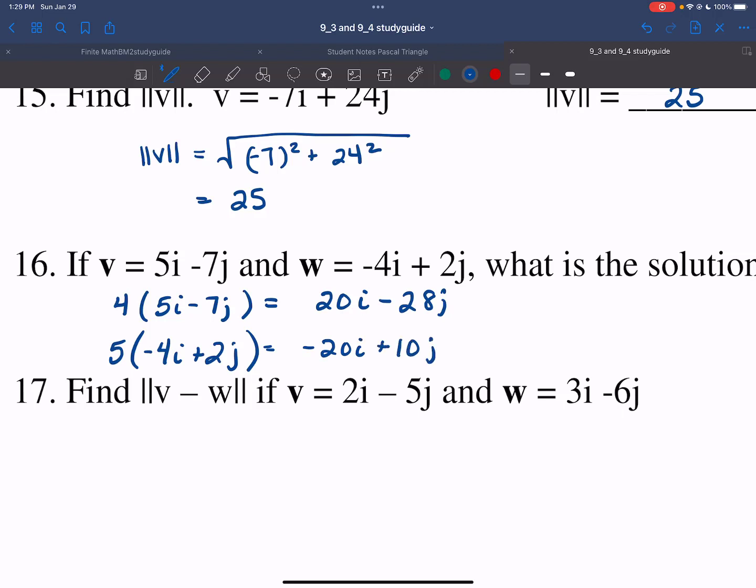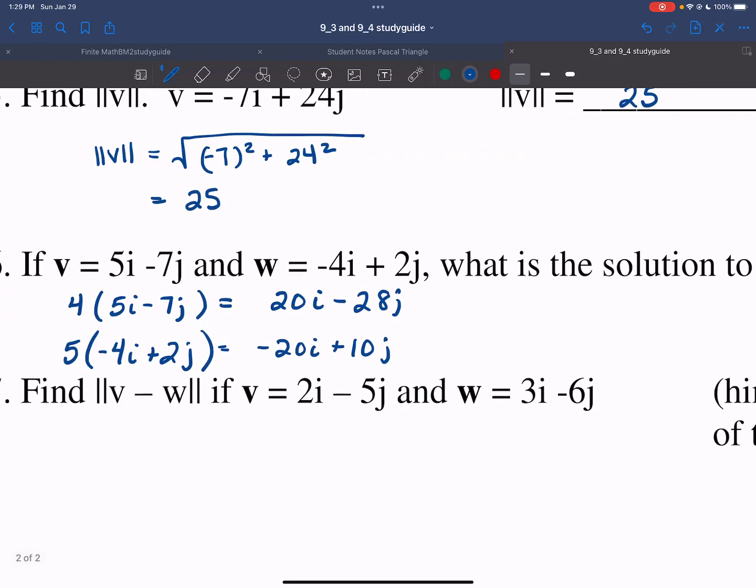All right, so if I'm going to go ahead and add those two together, if I take 20 plus a negative 20, that's going to give me 0. Negative 28 plus 10 is going to give me negative 18j. So this is going to be my total: 0i minus 18j.